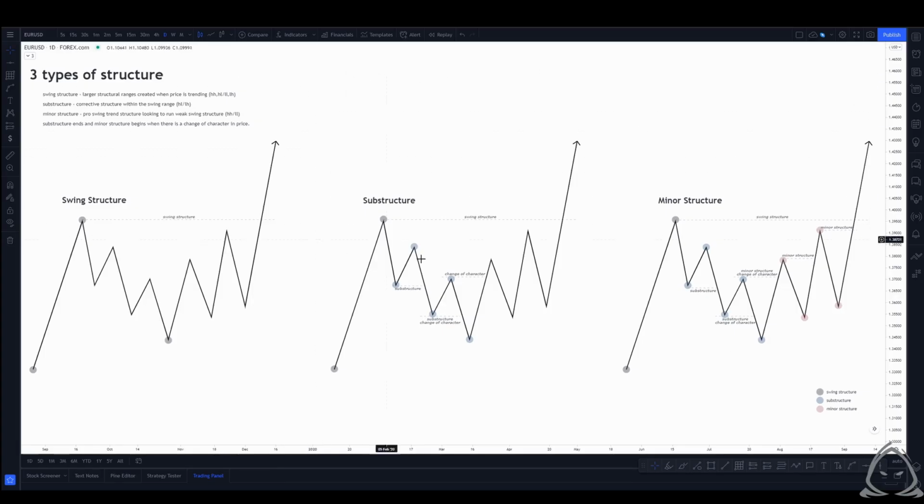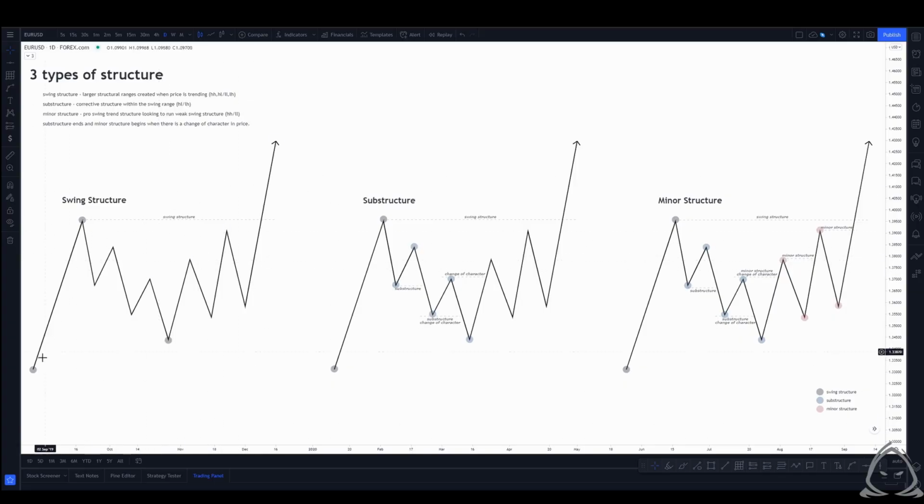In the previous videos, we were mentioning market structure in the example of higher highs and higher lows for a bull trend. We were referring to swing structure, and what swing structure is, is the larger structural ranges that are created when price is trending, whether that's making higher highs and higher lows or lower lows and lower highs. We use swing structure as the basis of understanding our overall trend when we're analyzing any financial market.